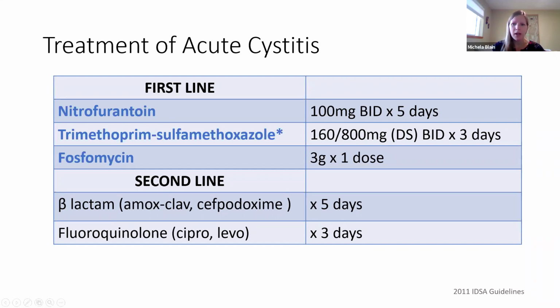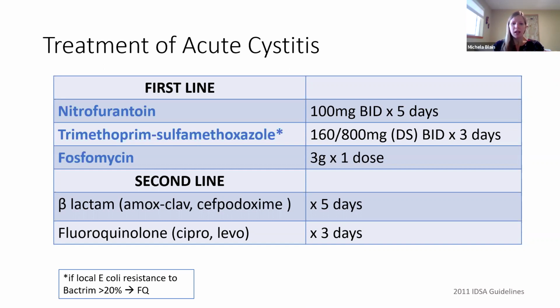So these are your first line agents, and I will kind of walk you through how I think about treating folks and choosing between these. And as you can see, fluoroquinolones are second line, so your Cipro and your Levo, and I will talk a bit more about those as well. So this little asterisk for Trimsulfa. The caveat to the first line treatment there is that if your local E. coli resistance to Bactrim is greater than 20%, then instead of considering Bactrim, you should choose a fluoroquinolone. Most people don't go around knowing their local E. coli resistance to Bactrim, but as an ID fellow, this is something we do see and come across.